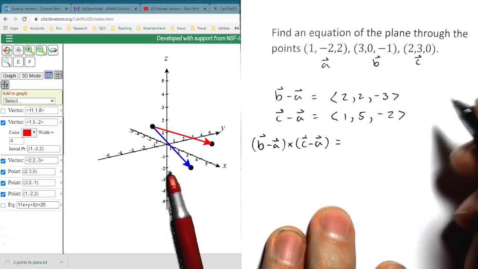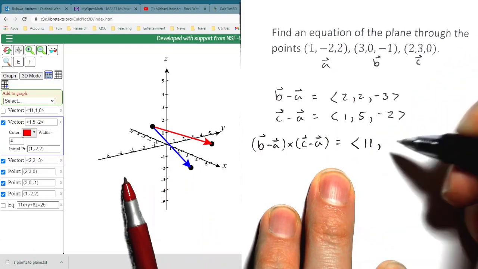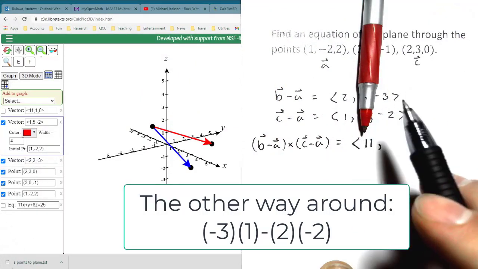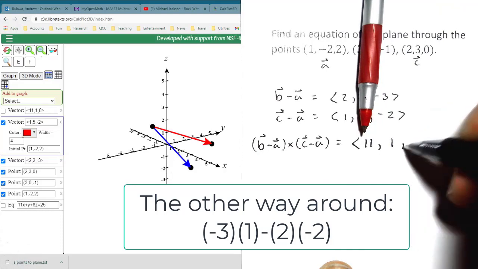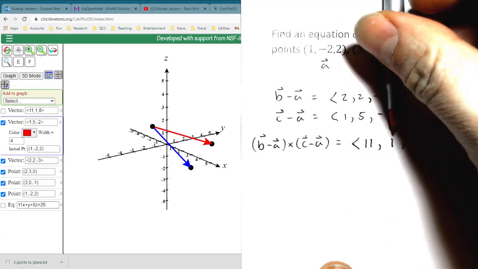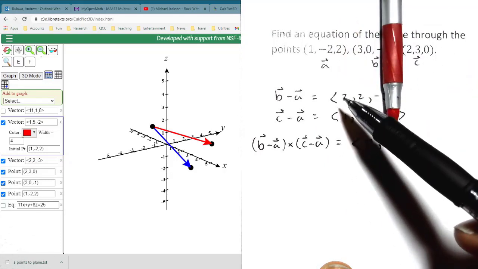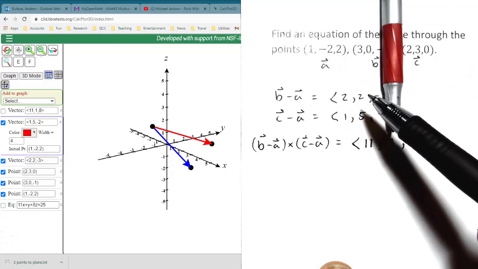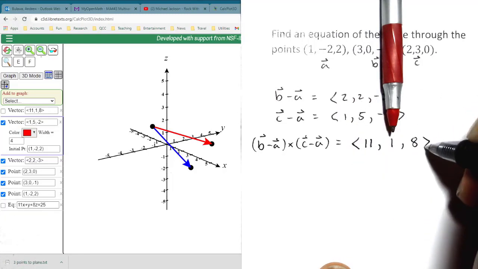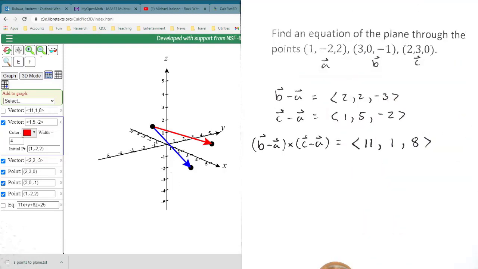Right, that's 11. Then I cover up the middle column, and I do it the other way. So 2 times negative 2 minus negative 3 times 1, and that is 1. And then I do the last column, and I do it the way I did the first one. I go this way. 2 times 5 minus 2 times 1. So I get 8. All right, so that's the cross product. That is our normal vector, right? That's what we were calling n before.